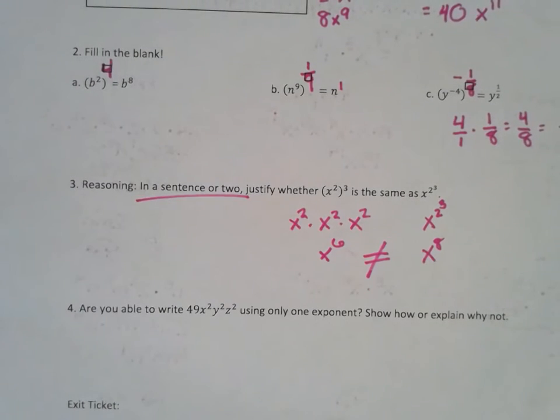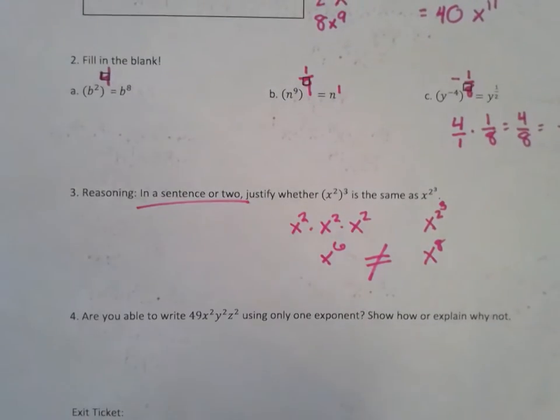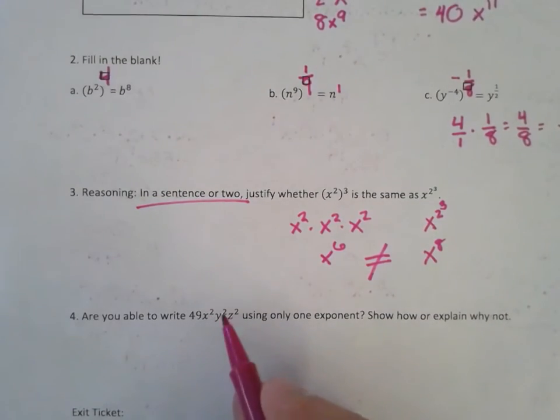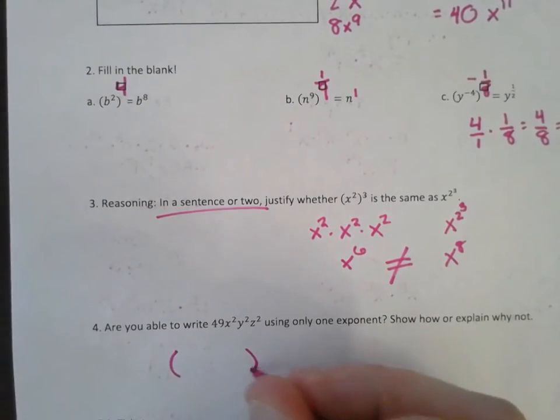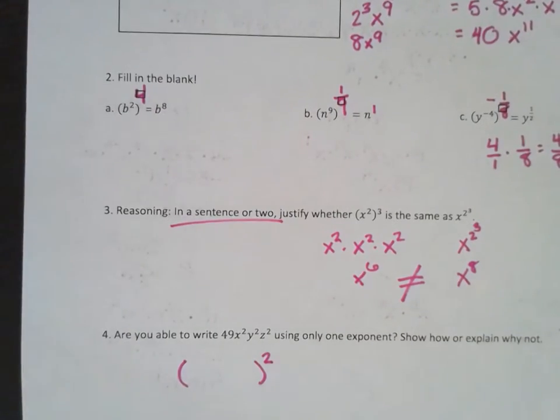Number 4, are you able to write 49x squared y squared z squared using only one exponent? Show how or explain why not. So basically, right now we have 1 exponent, 2 exponents, 3 exponents. We need to only use 1 exponent. So if you guys thought about this at all, you obviously have to have a power to a power. If we bring the 2 on the outside, it's like reverse distribution. It's kind of like factoring to an extent.